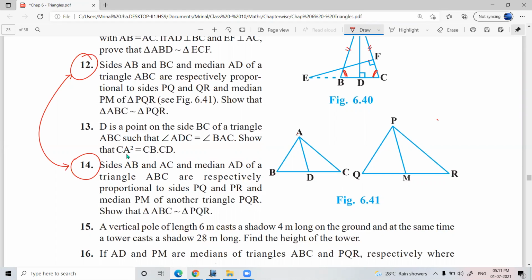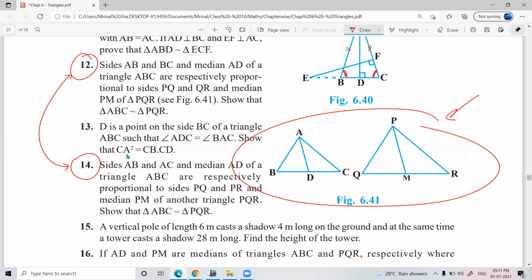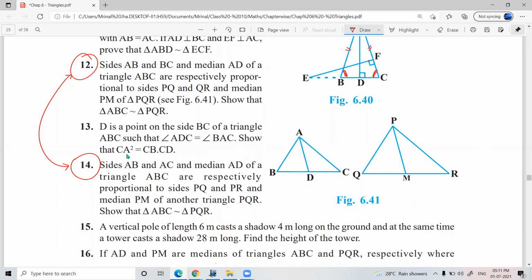So you can look at this figure over here, okay? Even though these two questions are not related to this figure, this figure is the same for these problems. The figure will be exactly the same. I want any one of you to tell me what is the difference here.